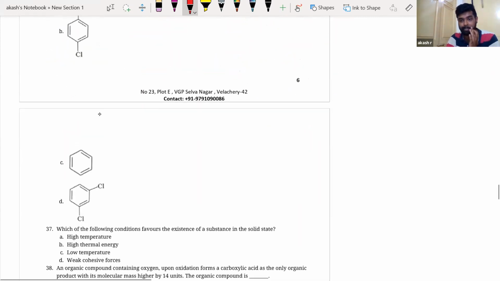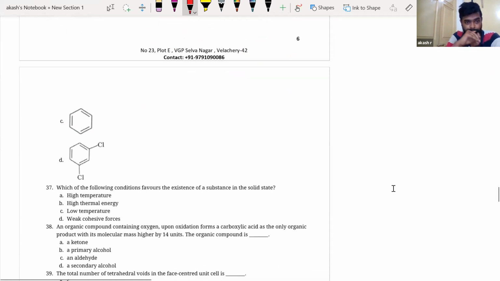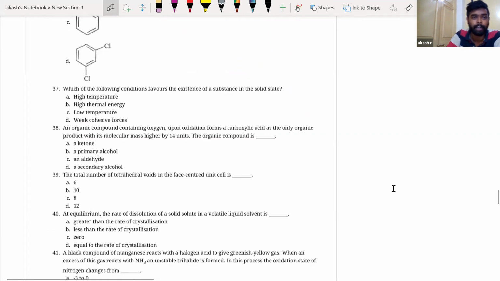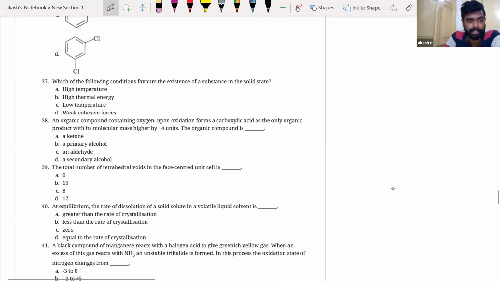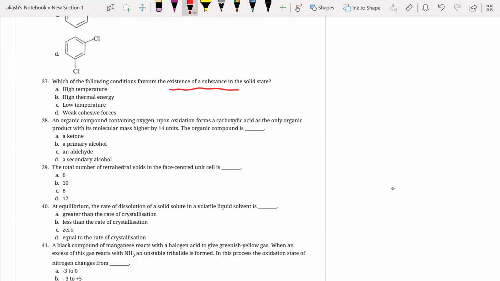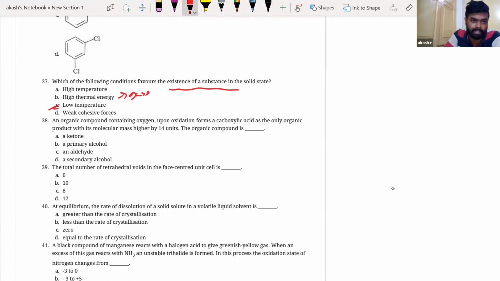Okay. Next. Which of the following conditions favors the existence of a substance in solid state? Low temperature, sir. Yeah, definitely low temperature. Obviously, at low temperature only solids will exist. Most probable answer. High thermal energy means it can be gases. If it has very high energy, it will be moving here and there. So that will be gases.